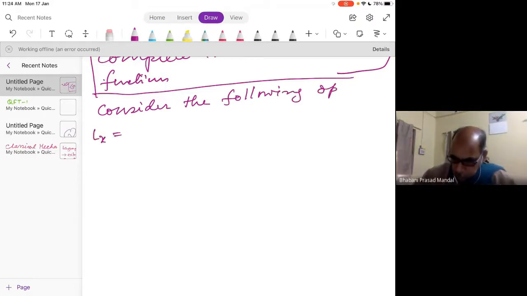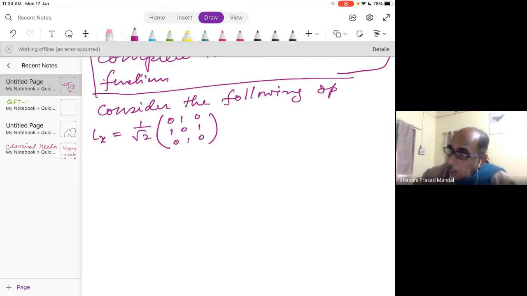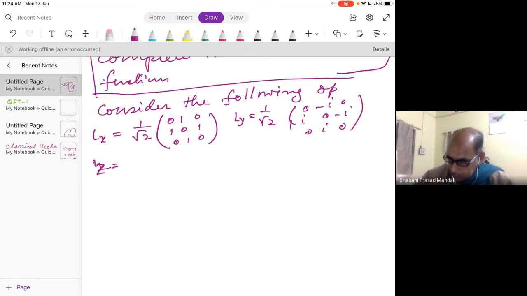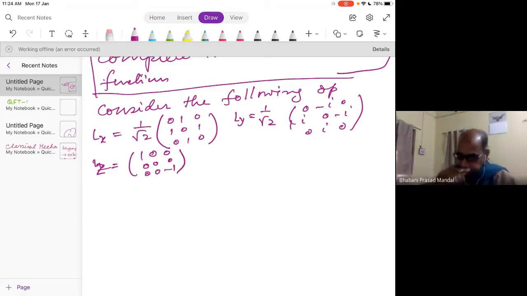Lx is 1 over root 2 times the matrix with rows 0, 1, 0; 1, 0, 1; 0, 1, 0. Ly is again 1 over root 2 times the matrix with rows 0, minus i, 0; i, 0, minus i; 0, i, 0. And Lz is the matrix with rows 1, 0, 0; 0, 0, 0; 0, 0, minus 1. Okay, so this is given.